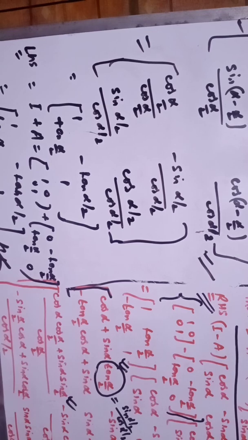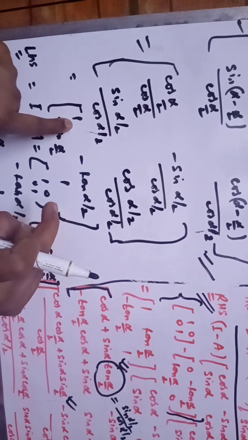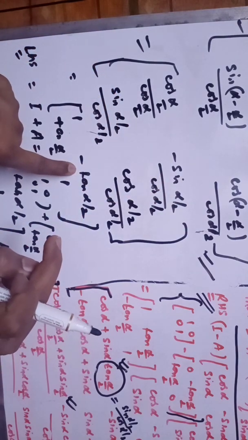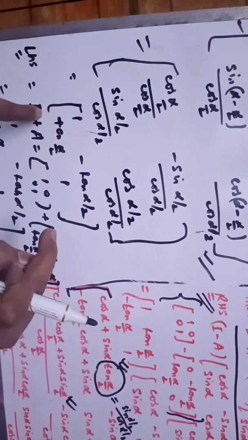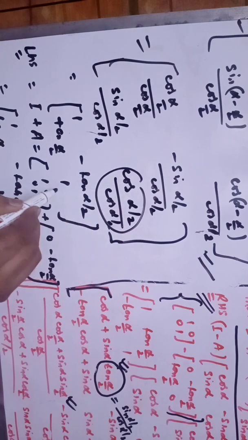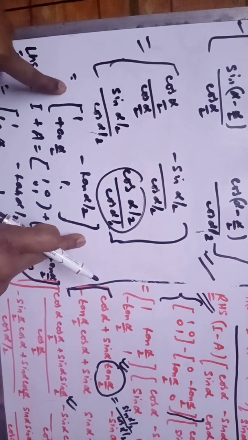Okay. Now cos alpha by 2 upon cos alpha by 2 would be 1. Sin alpha by 2 upon cos alpha by 2 would be minus tan alpha by 2. This is tan alpha by 2, this one. And this would be 1. This would be 1 here. So this is your right hand side. After solving, you will get this.